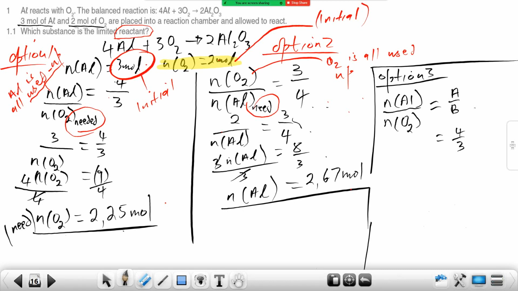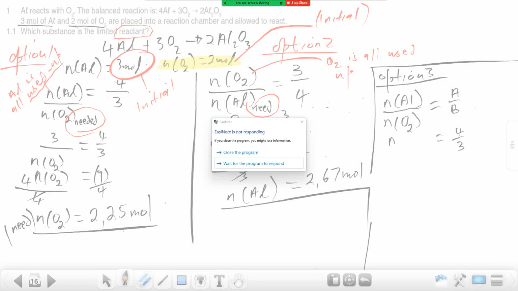After that, I wrote N, the number of moles of, well, not next to it, like under it. So under it, it's N. Okay, let's wait for this thing to respond.